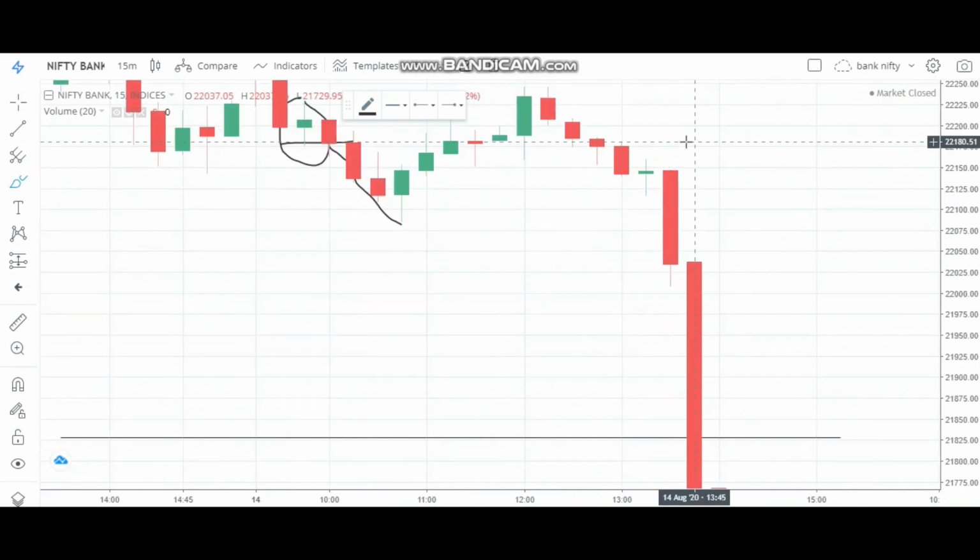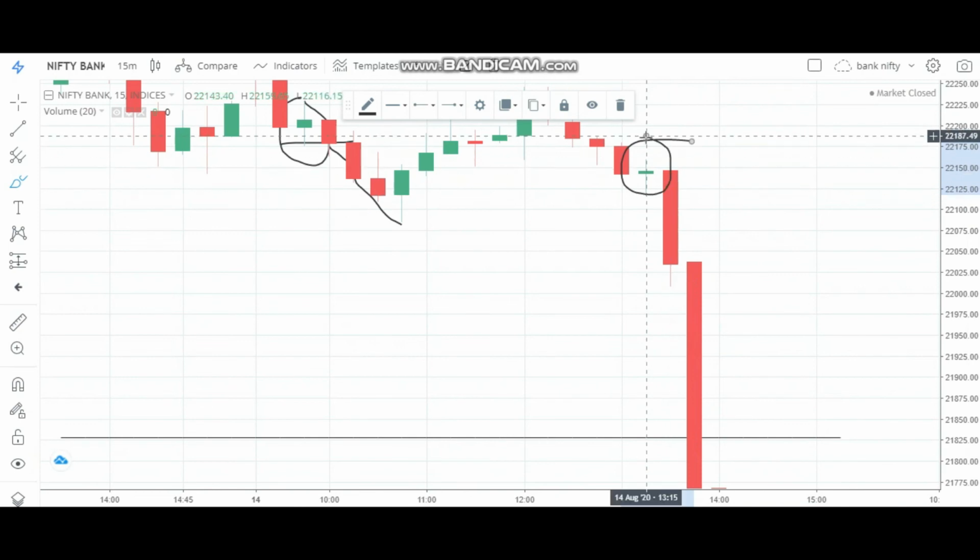Whenever you are trading this strategy, please try the 15-minute time frame or above, because below the 15-minute time frame, in 5-minute and 10-minute, you may find many opportunities, but few of them may give false breakouts. Hence, for a higher winning percentage, try above the 15-minute time frame only.